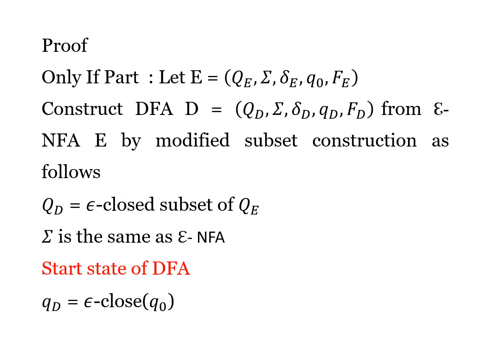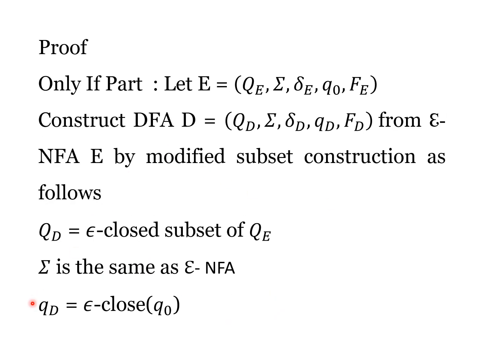And with respect to the start state of DFA, you want to obtain it from the start state of the NFA. But here what you have to do is take the epsilon closure of the start state of the epsilon NFA to obtain the start state of the DFA. So definitely this is going to be a set that we obtain as the start state of the DFA, by taking the epsilon closure of the start state of the epsilon NFA. And that is what is given here as epsilon closure of Q0.